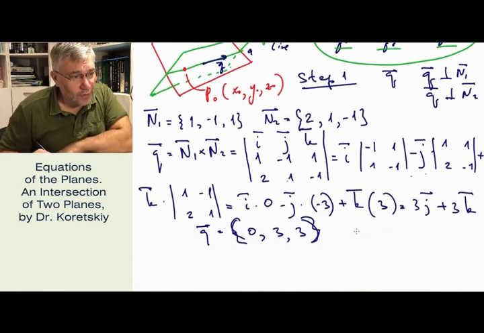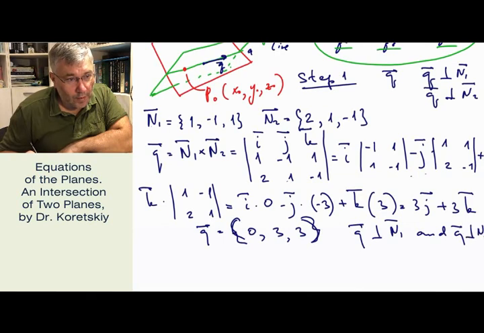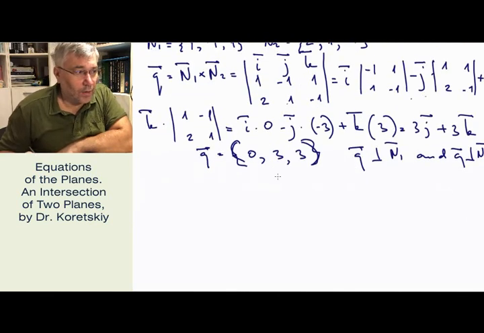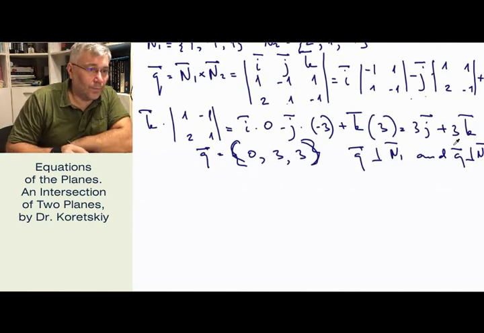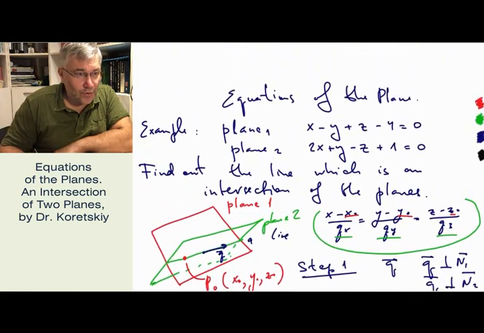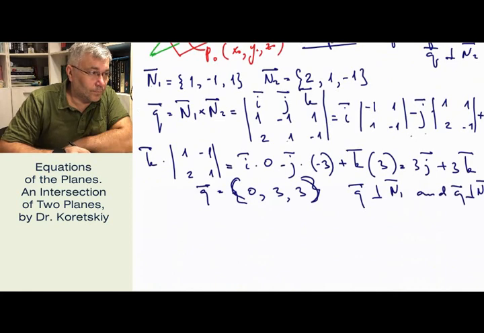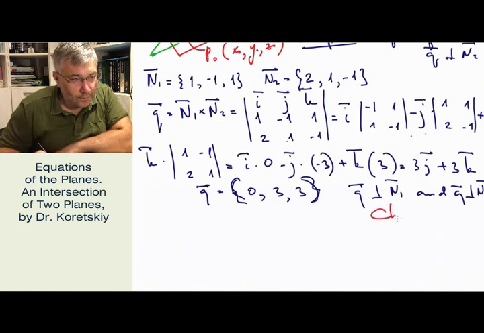Okay, so this vector is perpendicular to both n1 and n2. Here you have your homework: check that.